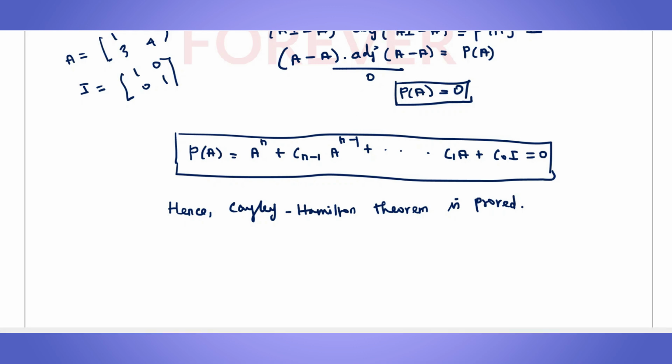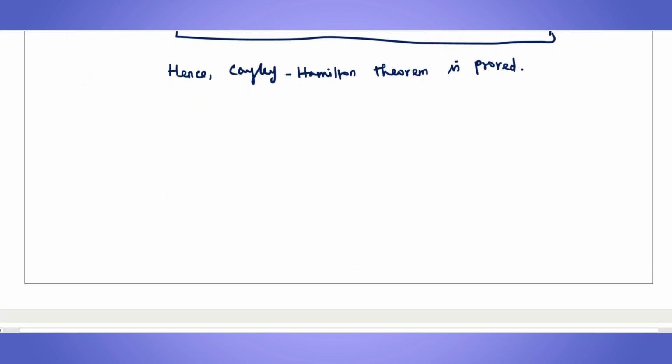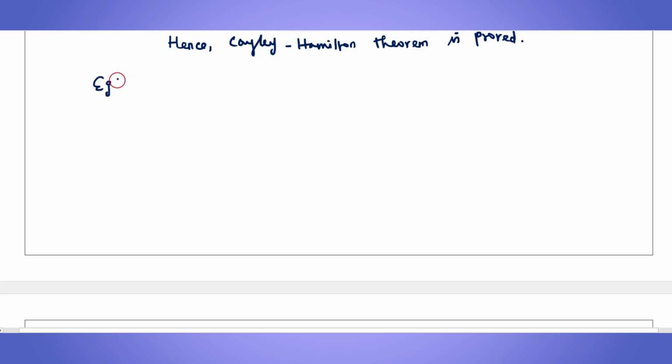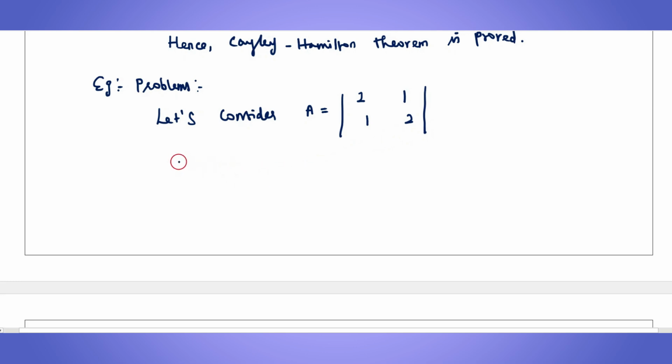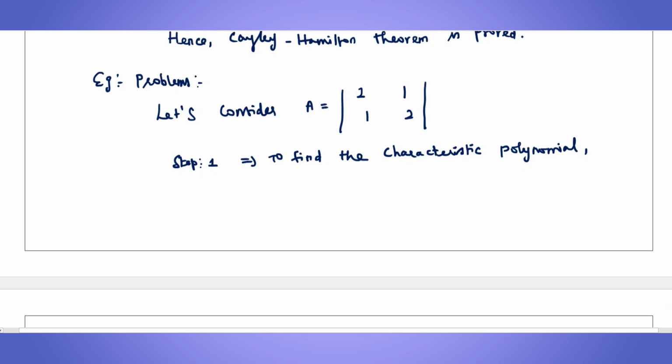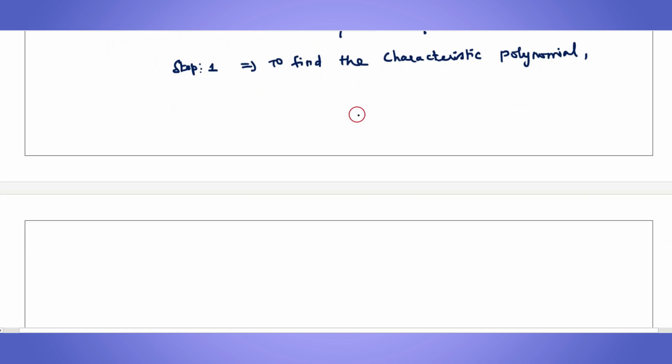So now we move on to the problem. So problems, easily understand. So example problems. So let's consider A equal to 2 1 1 2. So we have to take A. So what is step 1? Then we have to find out first, what is the first concept? To find the characteristic polynomial. For characteristic polynomial, what is the formula?